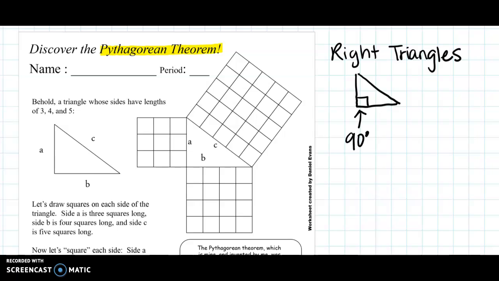We're taking a look at a right triangle that has side lengths of 3, 4, and 5. We're going to draw squares on each side of the triangle. Side A is 3 squares long. Side B is 4 squares long. And side C is 5 squares long.